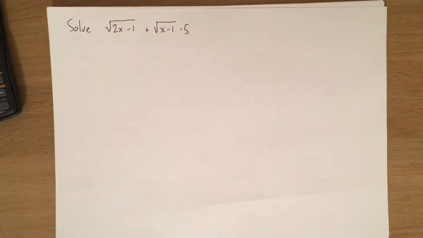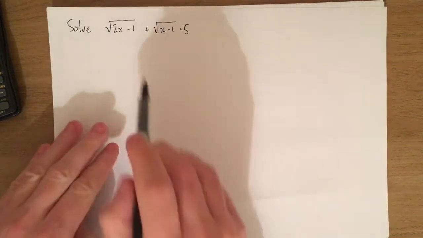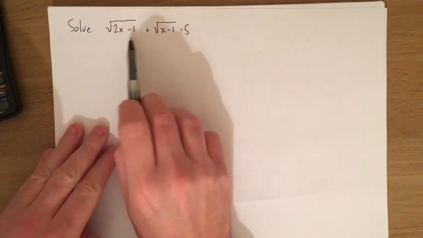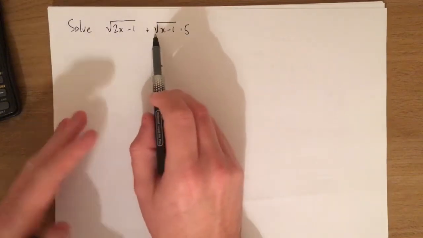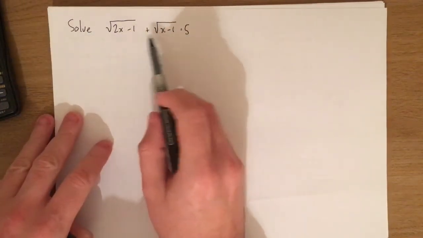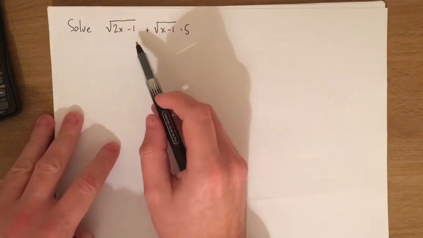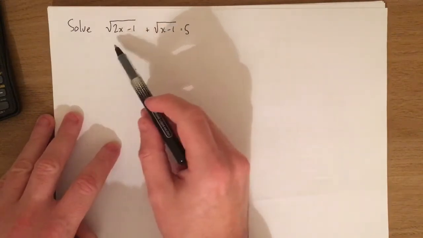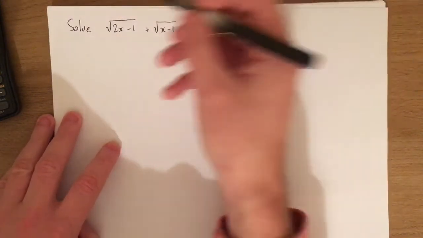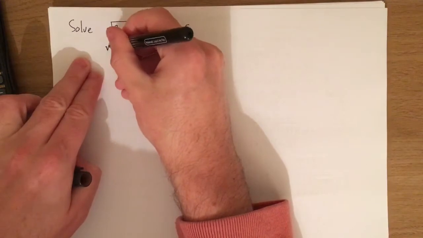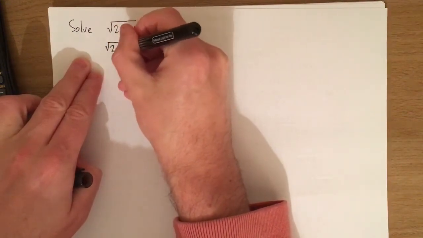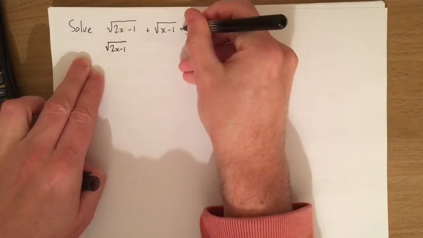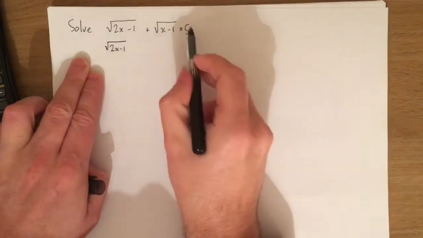Okay, so the approach is the same. You want to get a square root on its own and square it to get rid of the square root. Now, you've got two square roots in this question, so you've got a choice of which one you get on its own. Just pick one. All right, so I will leave the 2x minus 1 where it is, so have it on the left hand side on its own and bring the other one over.